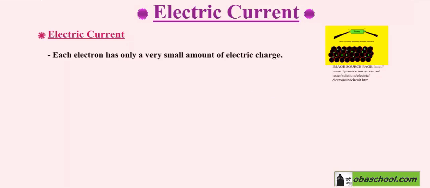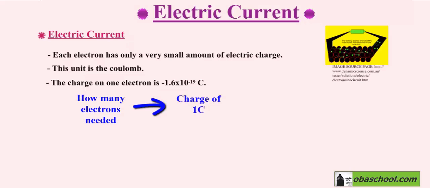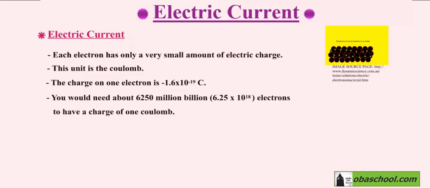To know this answer, let's start with what an electric current is made of. Each electron has only a very small amount of electric charge. The unit of the electric charge is coulomb, and the charge on one electron is minus 1.6 times 10 to the power minus 19 coulomb. So how many electrons are needed for the charge of 1 coulomb? You would need about 6,250 million billion, or 6.25 times 10 to the power 18 electrons, to have a charge of 1 coulomb.